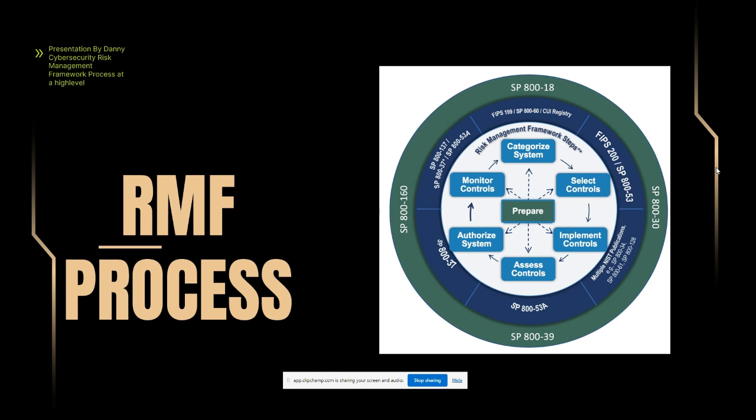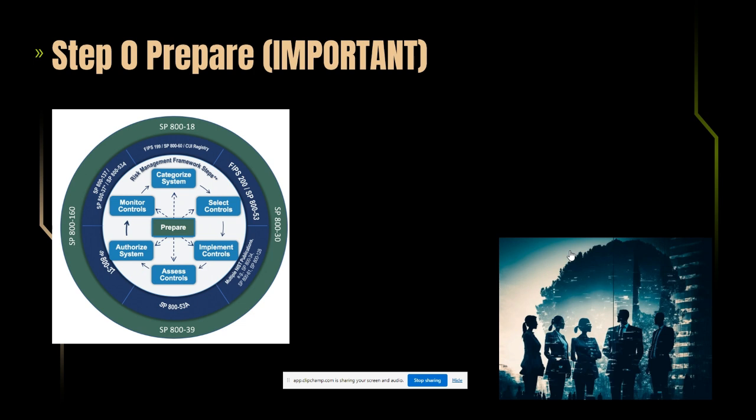Today we'll be looking at the Risk Management Framework, RMF, at a high level. First, take a look at this diagram, where you can see the different steps. In the middle you see prepare, next you see categorize system, select controls, implement controls, assess the controls, authorize the system, and monitor the controls. Above that you'll see the different documentation that you'll be referencing when doing that specific step. Okay, so we'll go ahead and move on to the next slide.